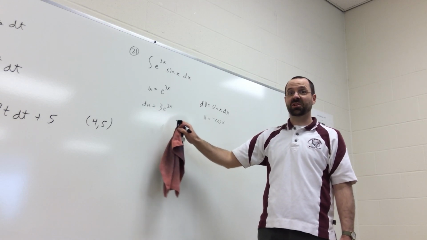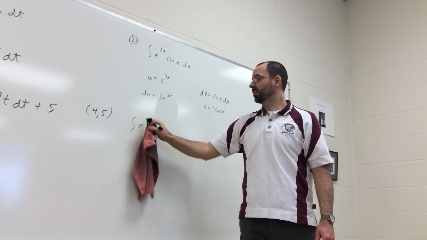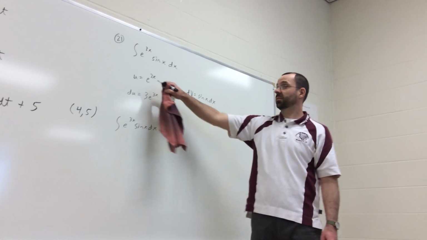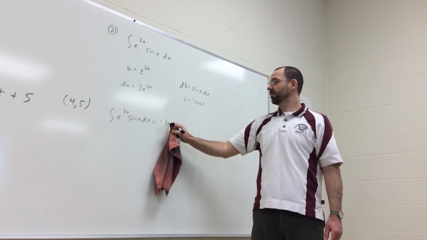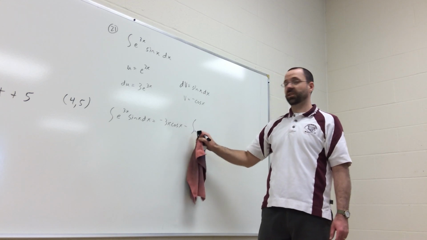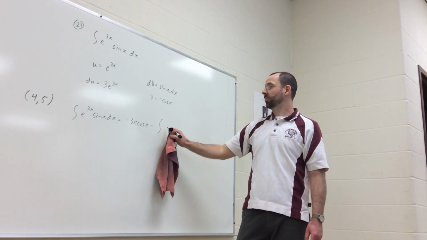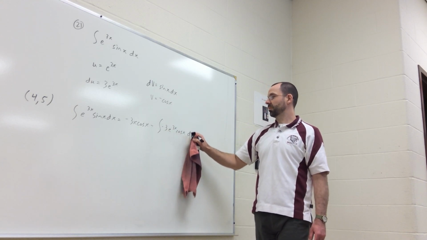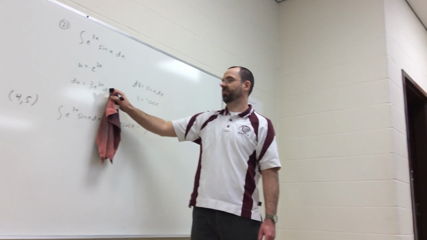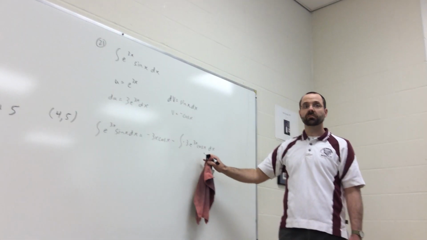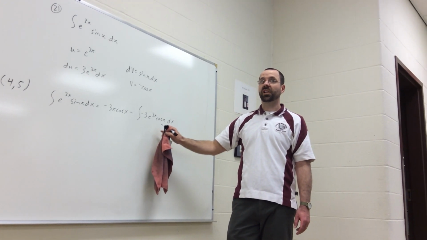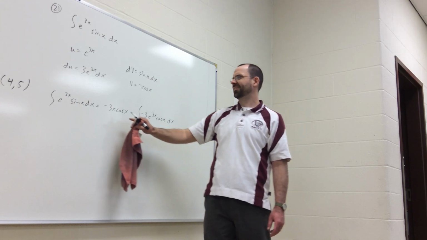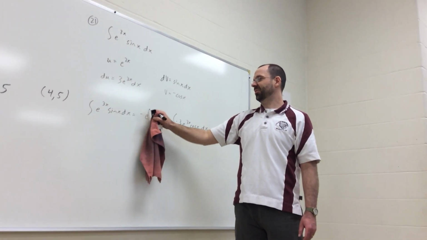Okay, does that make sense so far? Okay, so now we have this integral u times v minus the integral of v du. I should have put a dx here, technically. Yeah? When you multiply the u and the v, the u part should be e to the 3x.